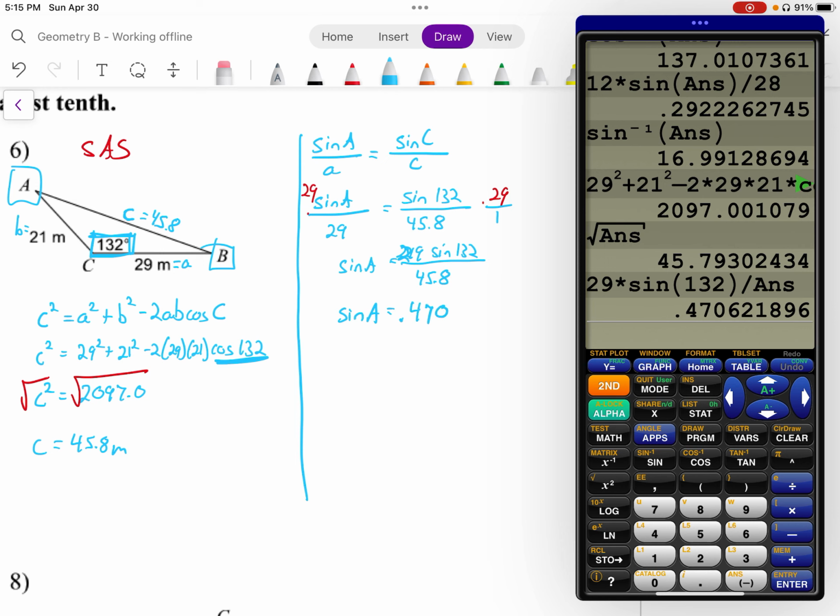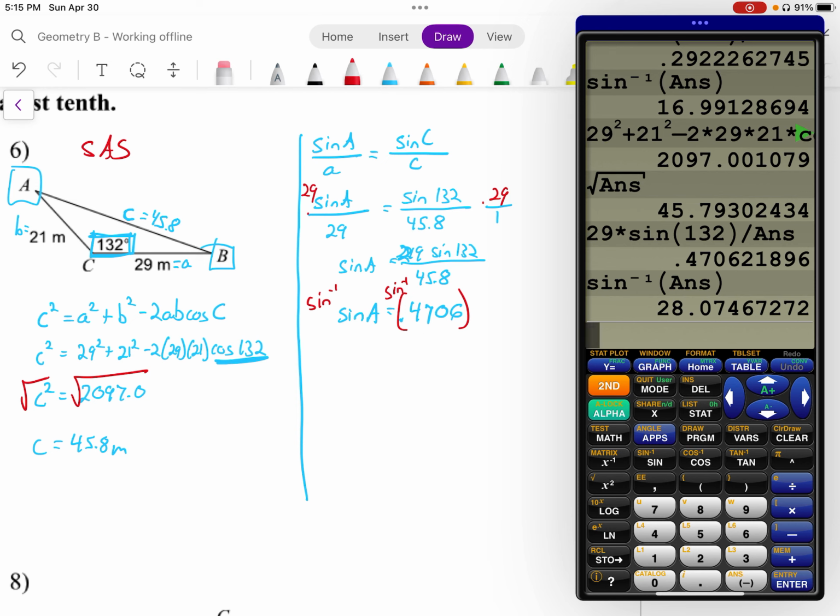But we don't stop there. We go to 4 decimal places, 0.4706. At least 4 decimal places. And then now we can take the inverse sine of both sides. So inverse sine of our previous answer, we get angle A is 28.1. So our answer, we can round to the nearest tenth, as you can barely see at the top left of our screen, 28.1.